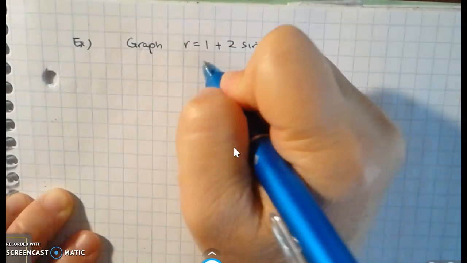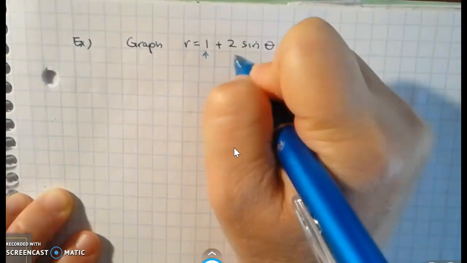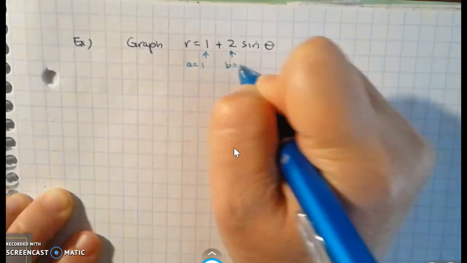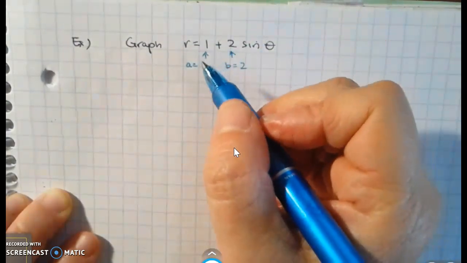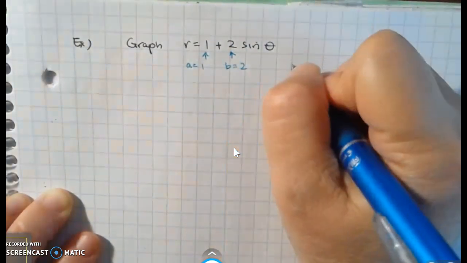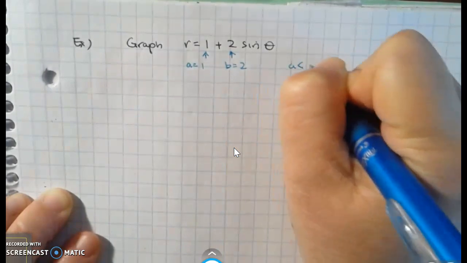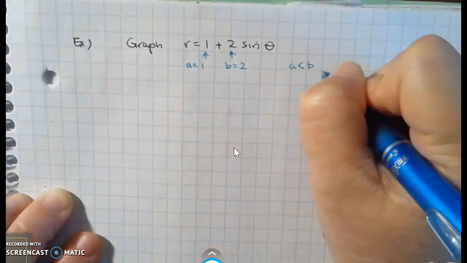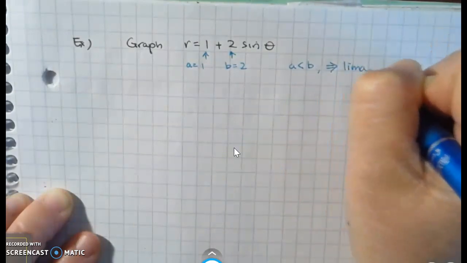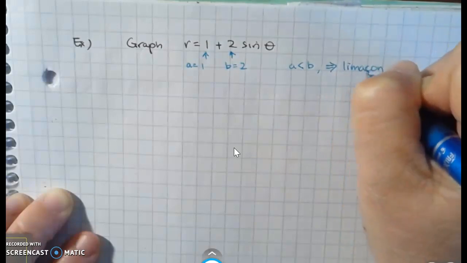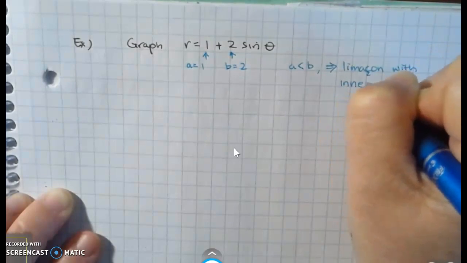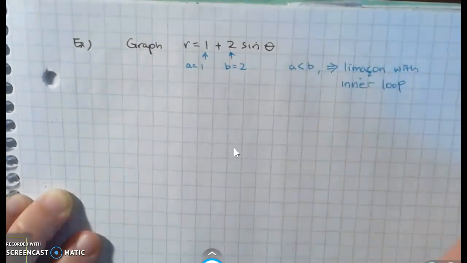Well, first thing I'm going to identify is my a and b. My a is equal to 1, b is going to be equal to 2, right? So in this case, a is smaller than b. So a is less than b, so it's going to be a limaçon with inner loop.